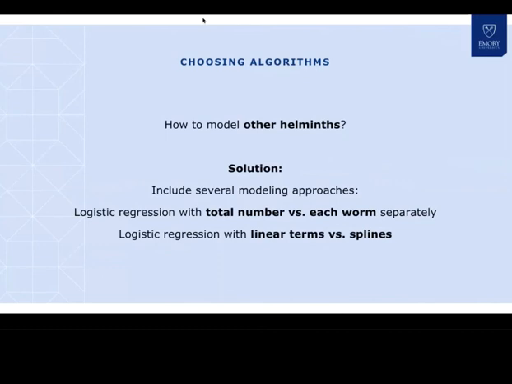So we included adjusting for the total number of worms, sort of worm burden variable, each worm separately, as well as modeling those using linear terms versus spline. So we ended up adding all combinations of those into the library, adding four algorithms. All right, next slide.